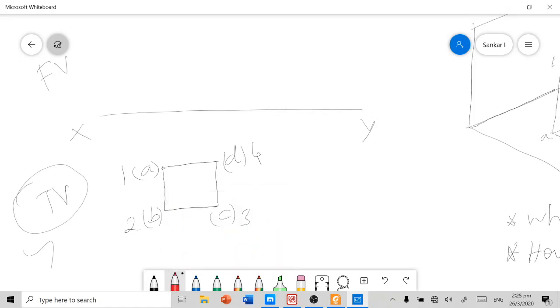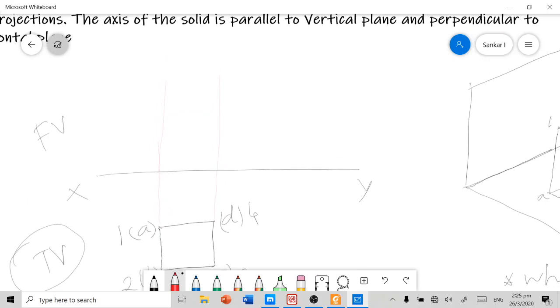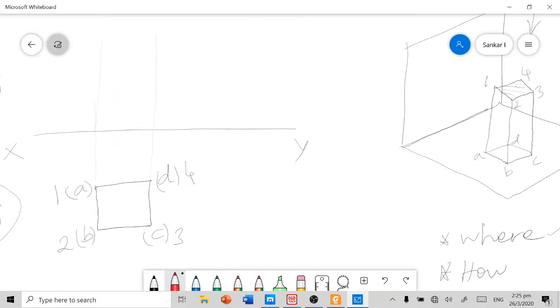After that you have to draw the projectors from each and every corner. In this problem, the projectors are totally 2, because the projector of 1A and 2B are single, and the projector of D4 acts as the projector of C3. So we have only 2 projectors. After projecting in this way, this is your base view, the view in which you are seeing the base of the solid.